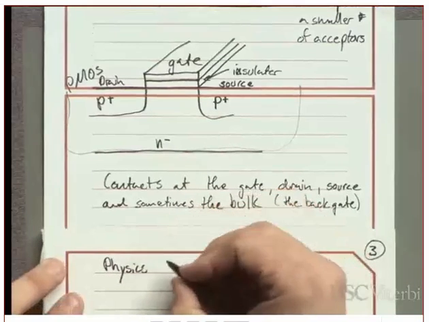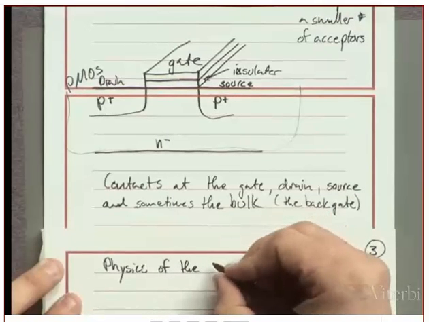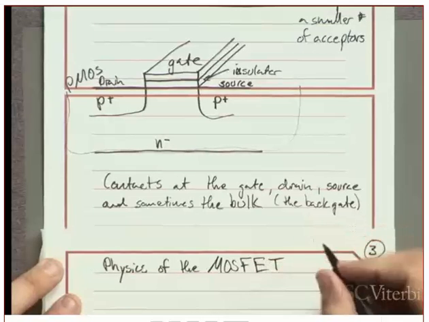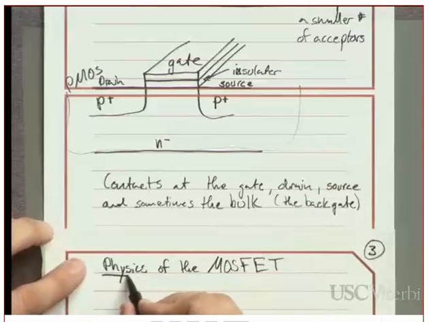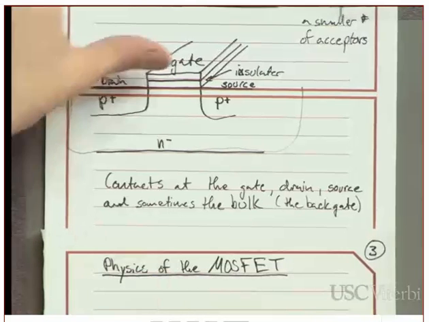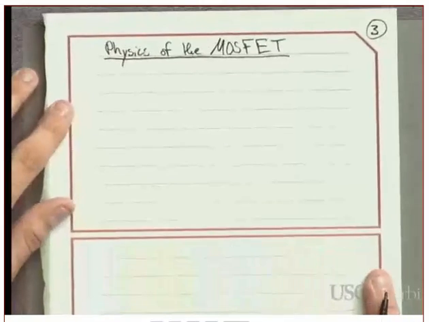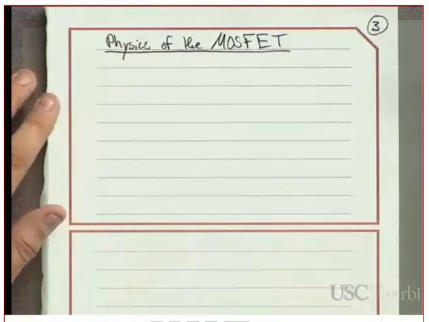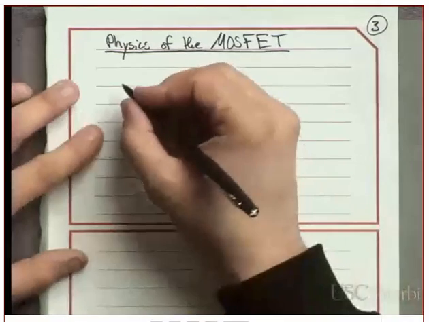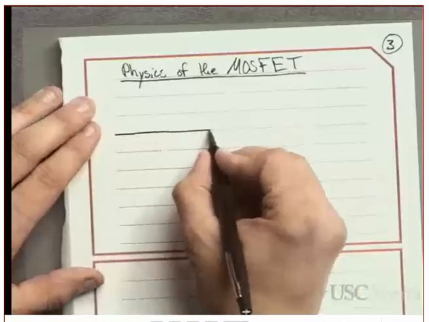So let's talk about the physics of the MOSFET. This applies to both PMOS and NMOS. And I'm going to do it for an NMOS because that's the most common way to do it. The difference between PMOS and NMOS is that in a PMOS, the majority charge carriers in the channel are going to be holes rather than electrons. So whenever I say electrons, think holes for PMOS, and you'll be right on track.